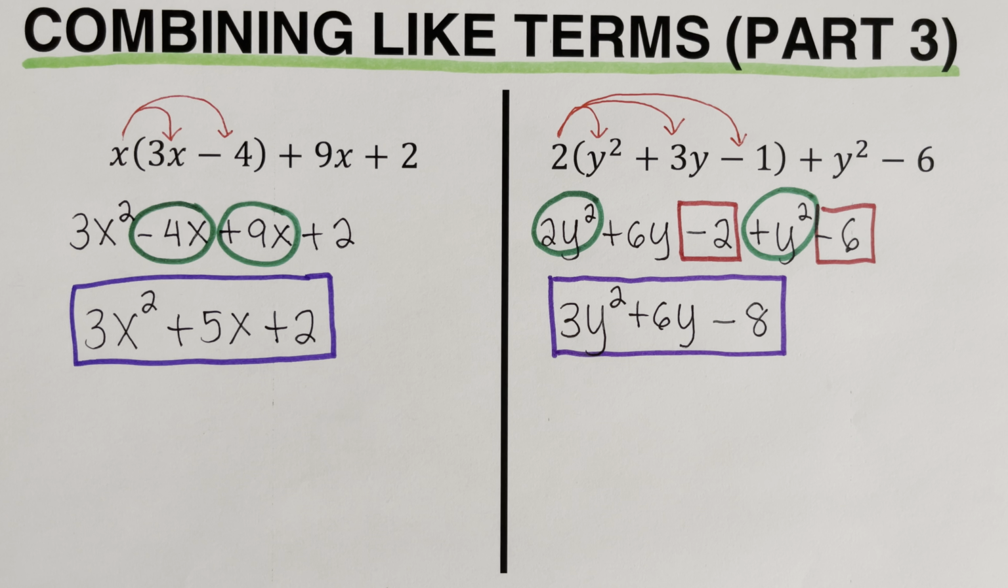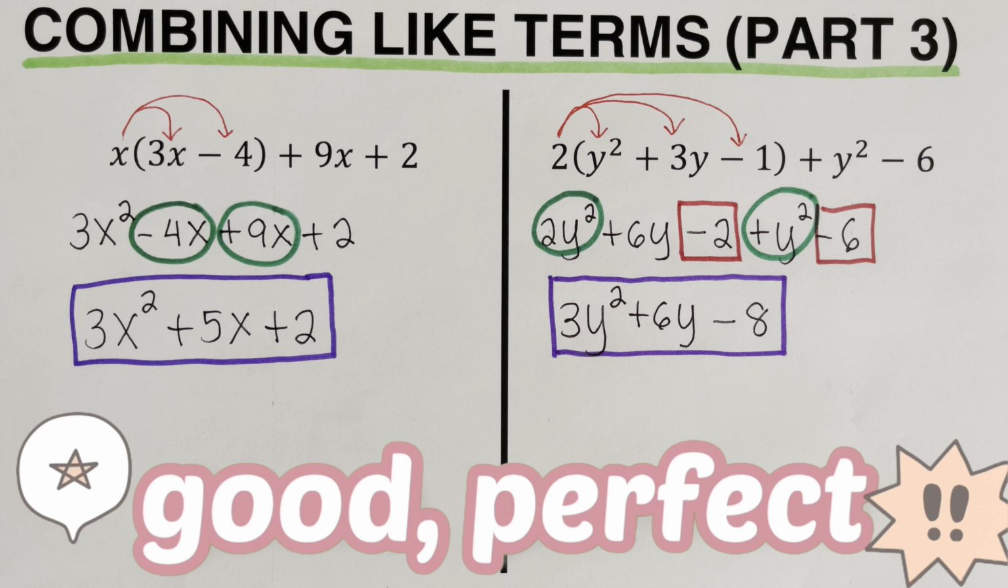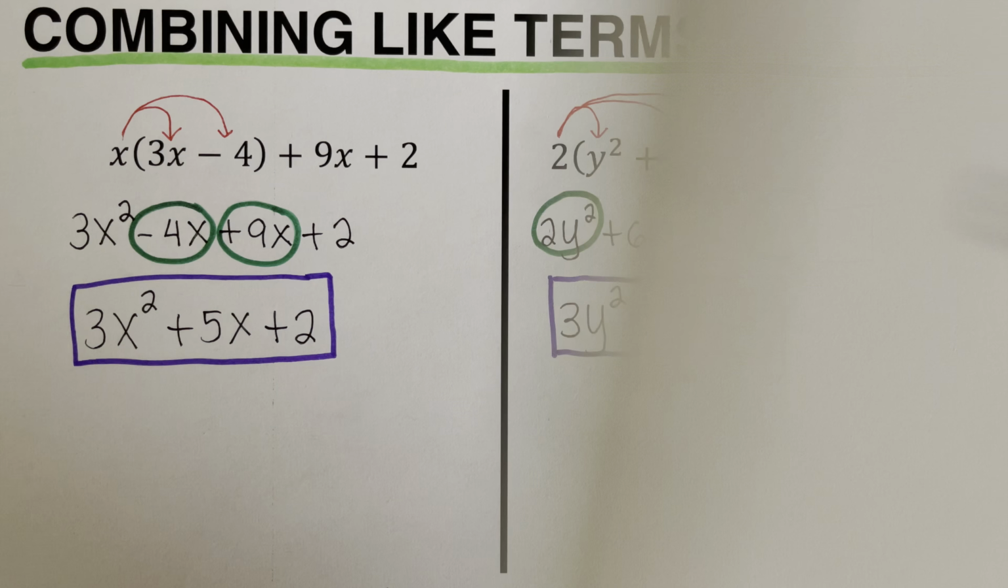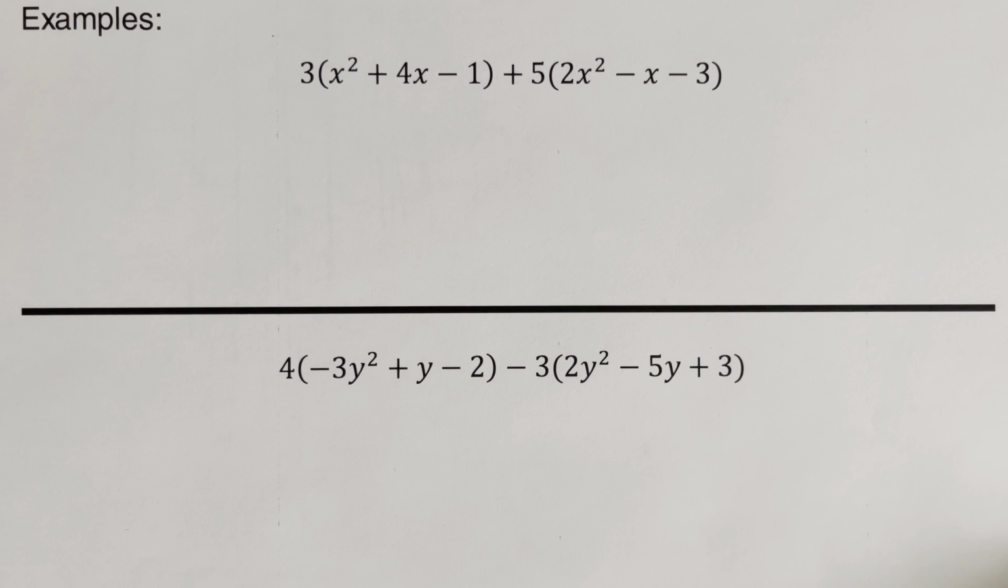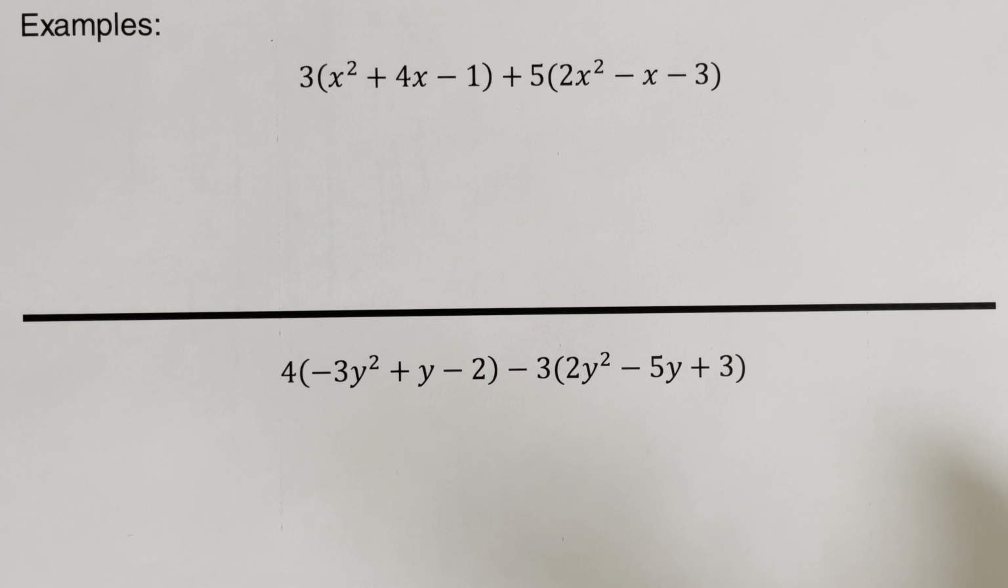Did you get the same answer as this? Good. Perfect. Now let's move on to the next example right here. So it's pretty much the same thing. We are supposed to combine like terms, but before we can do that, we're supposed to distribute the term that is outside of the parentheses.